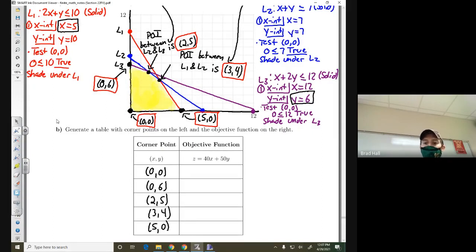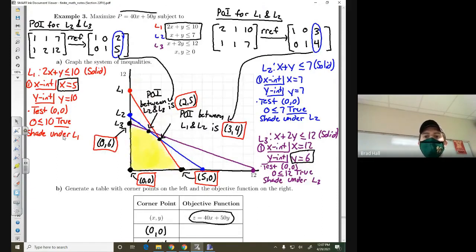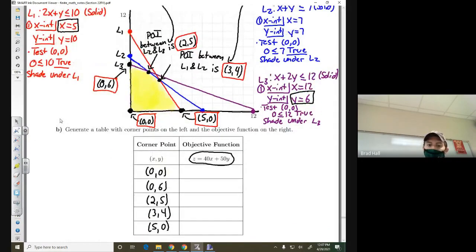We found 5 corner points, and I'm putting them into the first column of our table. And again, the top of the second column says objective function followed by 40x plus 50y. This was given to us in the very beginning of the problem. So that's not just coming from nowhere, that's coming from the statement of the problem. But now we know exactly what to plug our ordered pairs into.